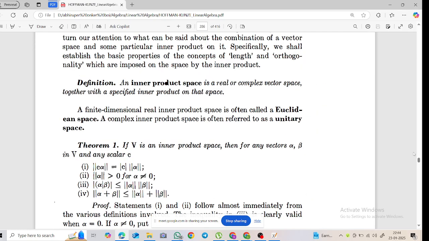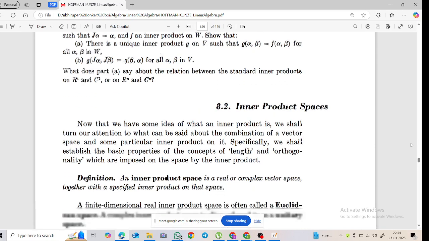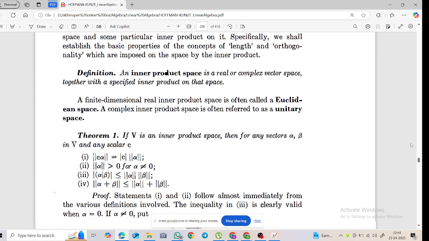This was the section that we completed in the last class, I think. Yeah. So we move on to inner product space.